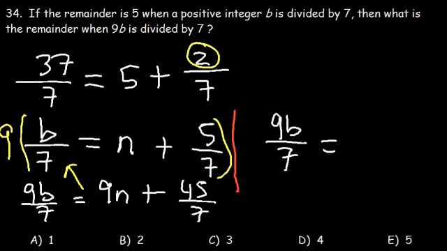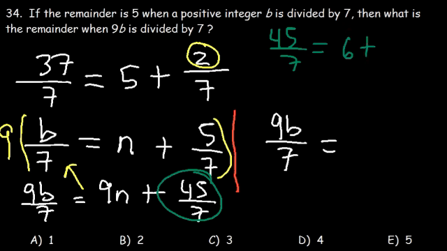So now let's focus on this part, 45 over 7. We can reduce that. 7 can go into 45. The question is how many times? 7 can go into 45 6 times. And since 7 times 6 is 42, 45 minus 42 is 3, so 3 is the remainder.